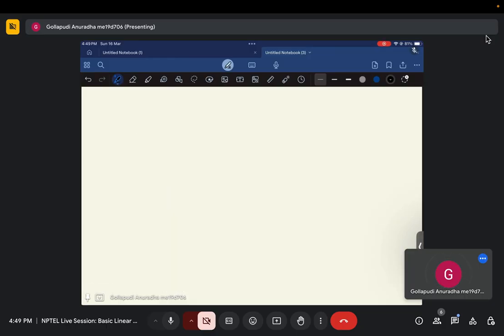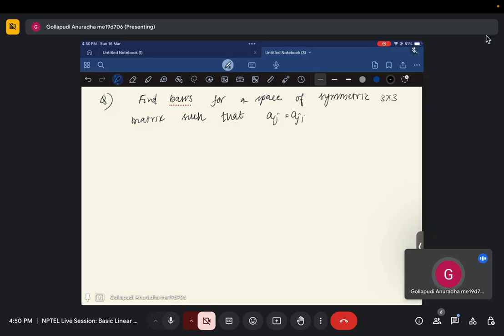Okay, take up this question. Find the basis for the space of symmetric 3 by 3 matrices, such that Aij is equal to Aji. So what is the basis for this?